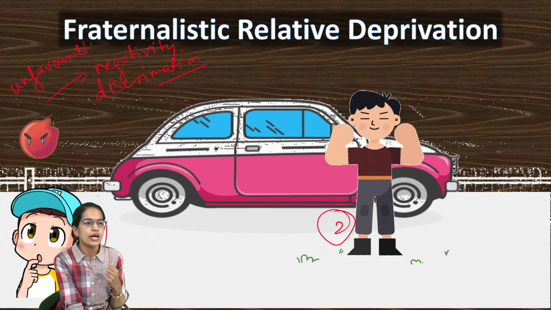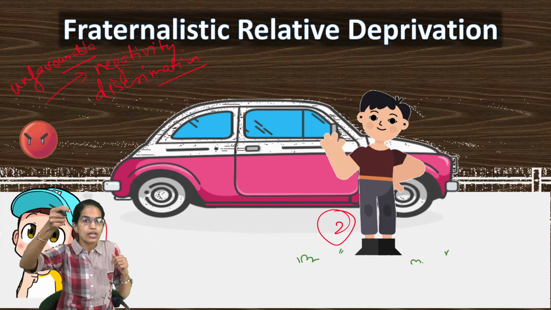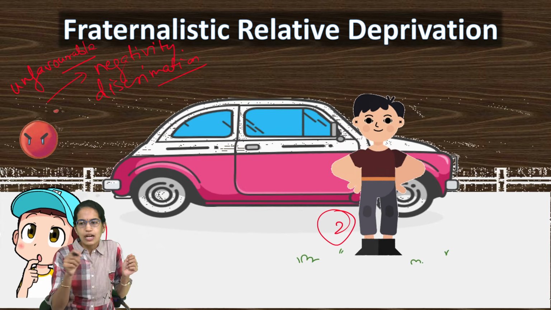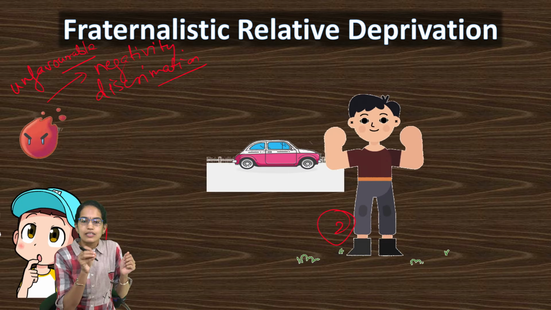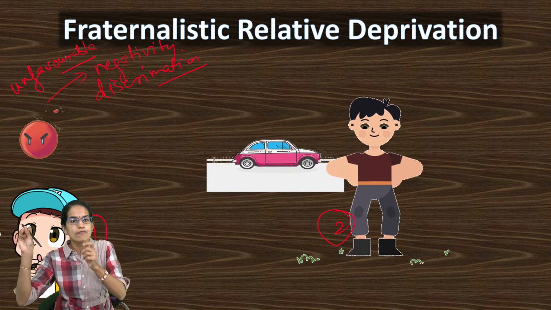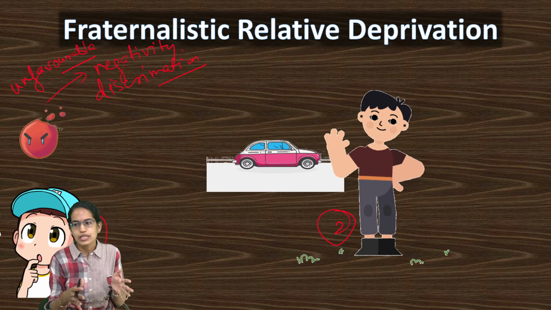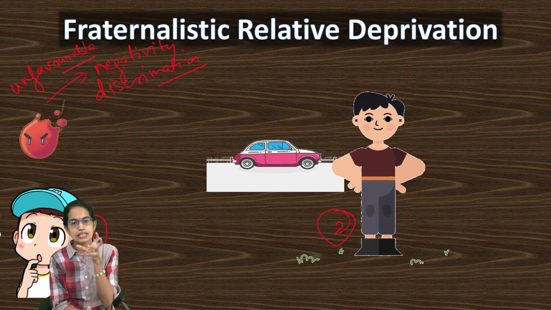In the first one, there was a favorable atmosphere because the person aimed at working hard and achieving the objective. But here, the person is not aiming hard and achieving the objective, but thinks that the car is only the proprietary of person 2, and the only thing that I can do is actually get a little negativity out of it. So that was the fraternalistic relative deprivation.